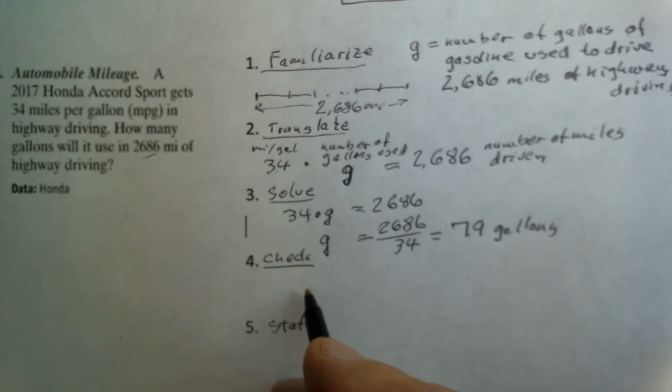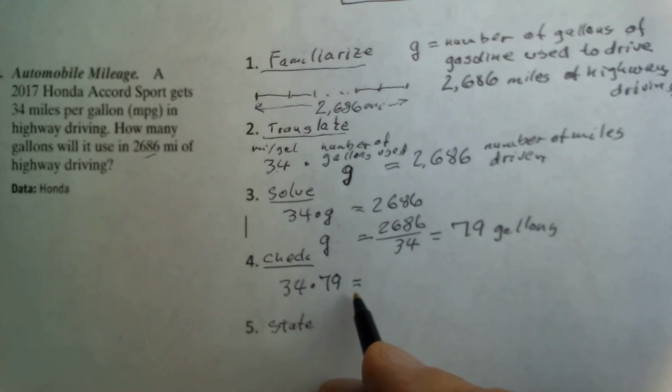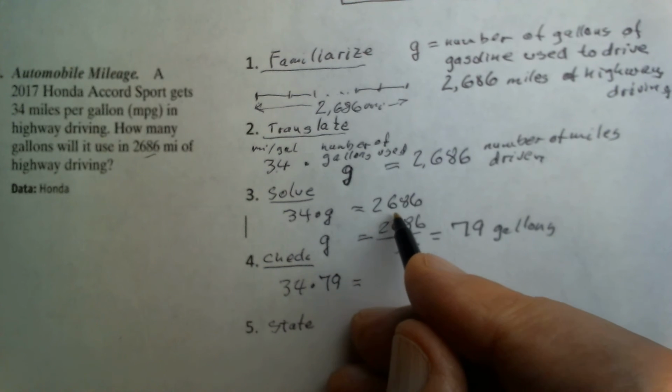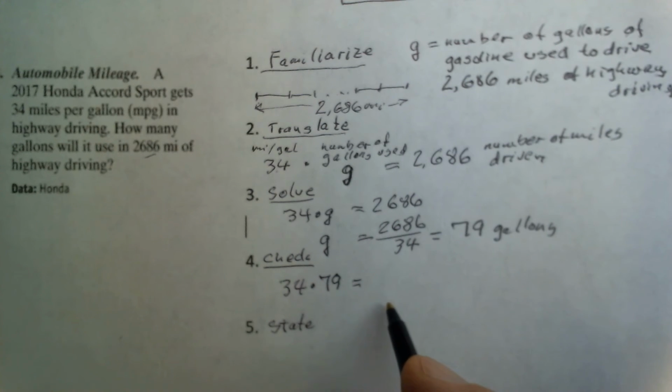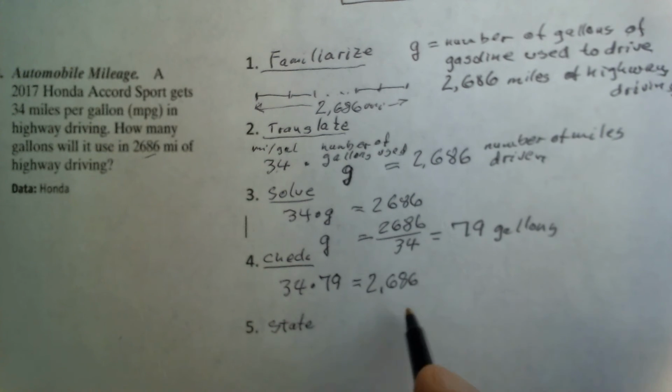And then to check our answer, we multiply 34 times 79. We do maybe rough mental calculations. We can round this up to 80 and round this down to 30. So 80 times 30 is 2,400, which is not exactly 2,600, but close enough. If we do the exact calculation, we find that it is indeed equal to 2,686 miles driven. And so the answer checks.